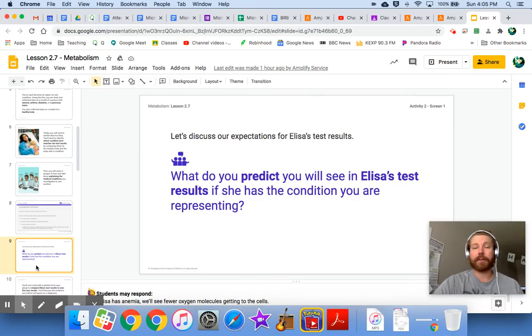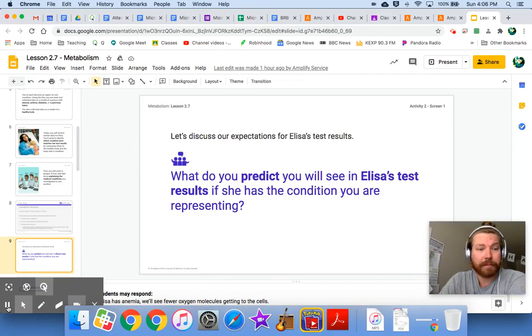So the next thing that you want to do, think about, okay, if Elisa has the condition that I have studied, what will her test results show? What are we going to see? Now, her test results are going to show the different molecules absorbed by the cells, just like we were able to look at in the simulation.